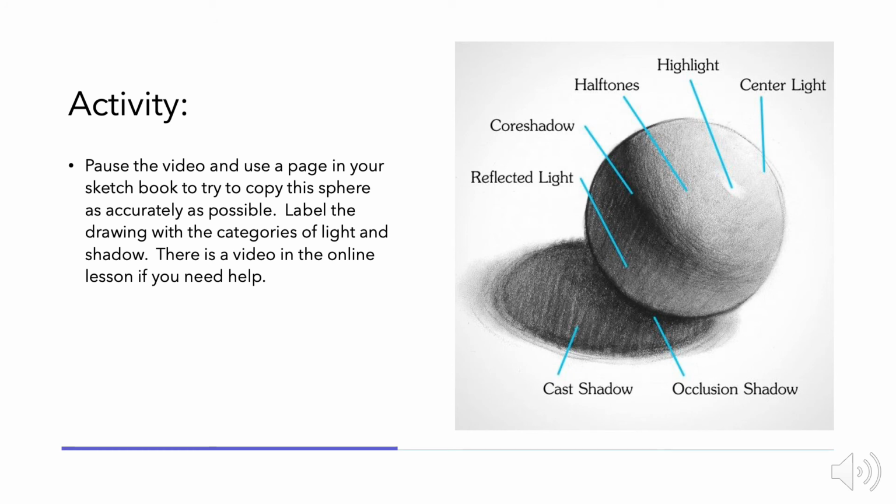Let's pause for a minute and do an activity. I would like you to get out a piece of your sketchbook paper and draw this sphere as accurately as possible. Label all the categories of light and shadow. If you need some pointers, there's a helpful video in your online lesson.